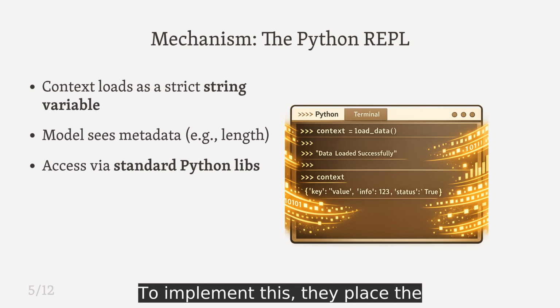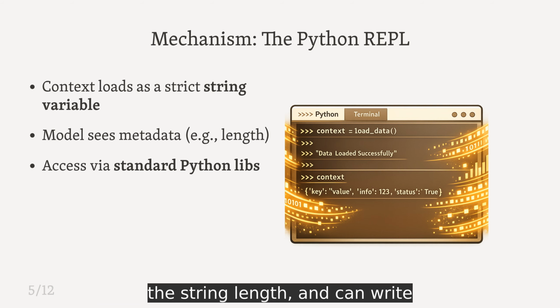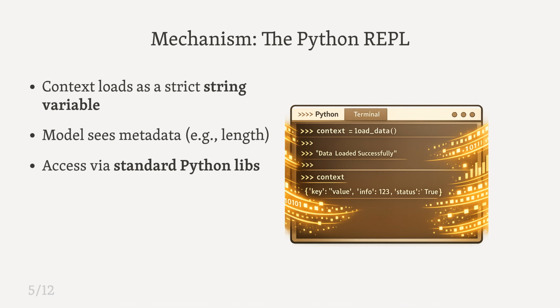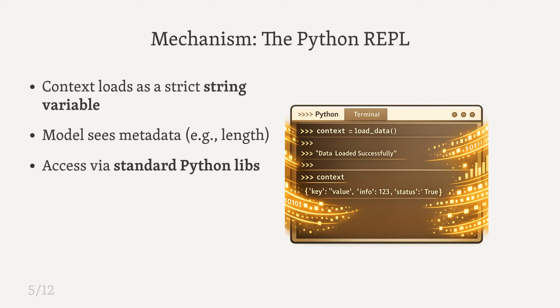To implement this, they place the model inside a Python REPL. The massive text prompt is loaded simply as a string variable in persistent memory. The model receives metadata, like the string length, and can write standard Python code to slice, search, or decompose that string. This keeps the model's active memory clear for reasoning, rather than storage.